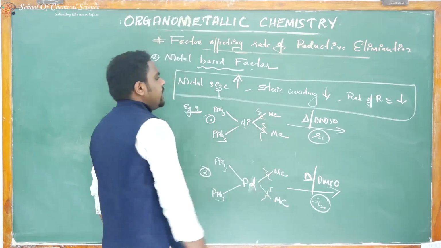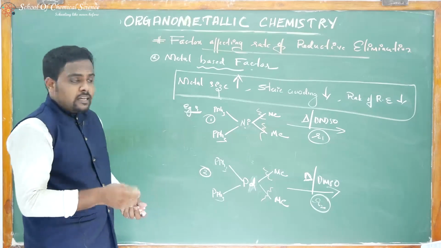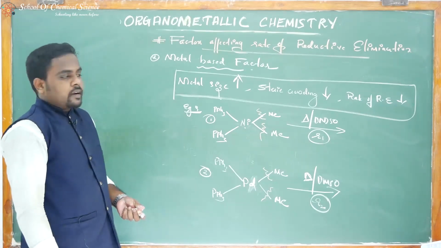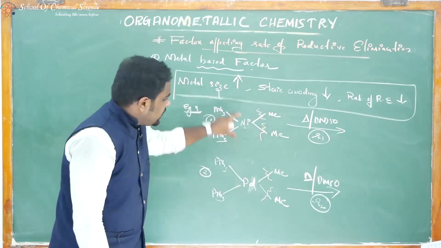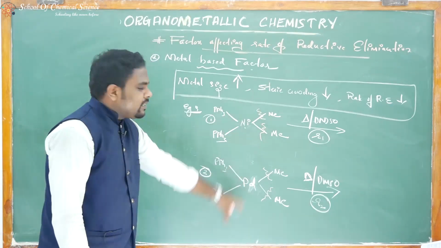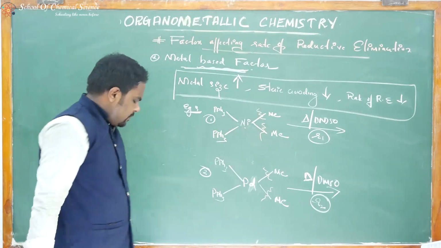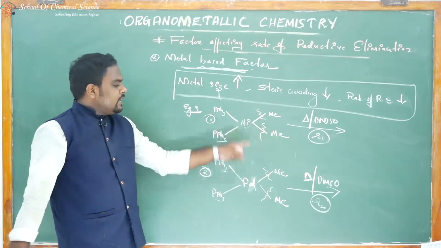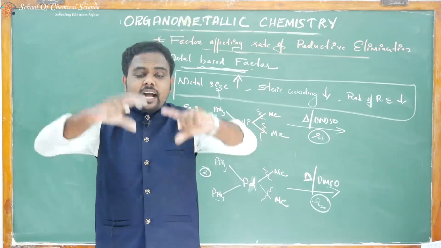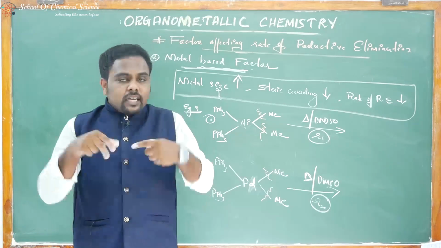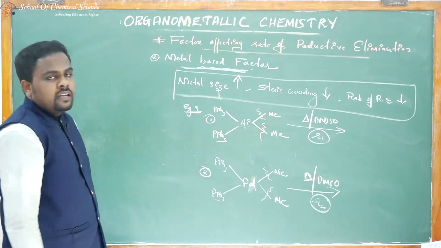Then my question: in which case will the rate be higher? What is the point of comparison? Methyl, PPh3, only the metal is different. So this is a metal based factor. Here nickel, here palladium having a large size, so the ligands are far apart. Steric crowding decreases, rate of reductive elimination decreases.